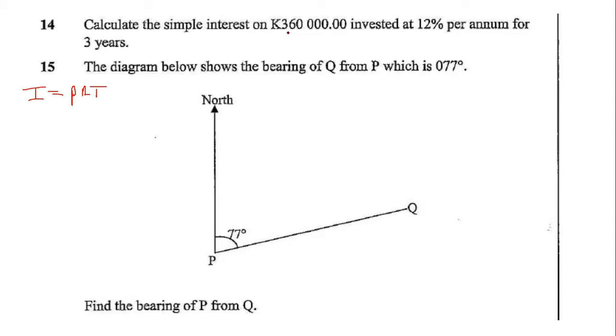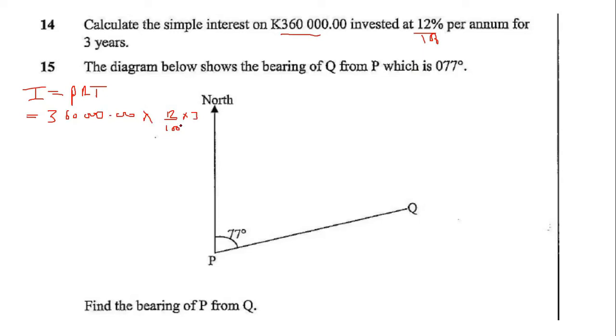All right, now the principal is the amount of money that you invest. Then the rate is always written over 100 because every percentage is always over 100. All right, so you just substitute in there. You are going to have your principal, which is your 360,000. So 360,000.00, you can ignore it if you want, times the rate here is going to be 12 over 100, then multiplied by the 3 years.